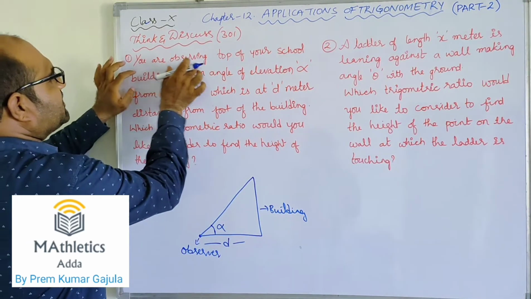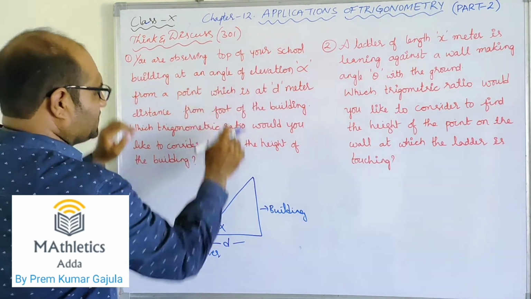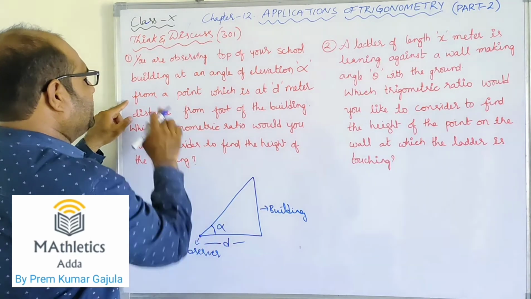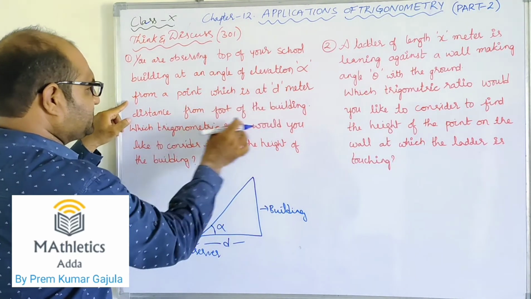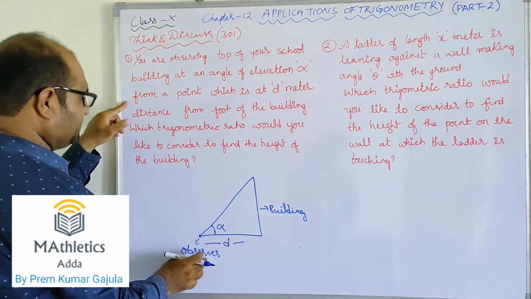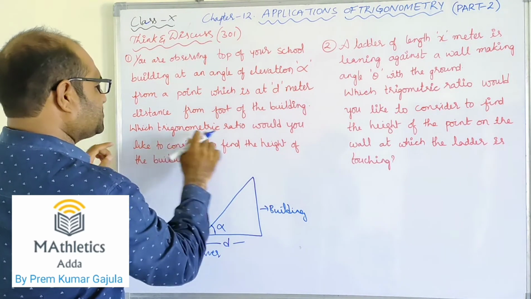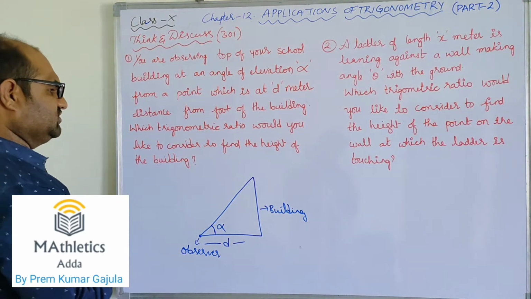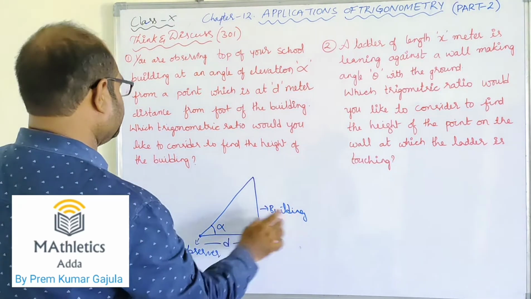Okay, you are observing the top of your school building at an angle of elevation alpha from a point which is d meter distance from the foot of the building. This is the foot of the building, and from that d meter away the observer is there. Which trigonometric ratio would you like to consider to find the height of the building?